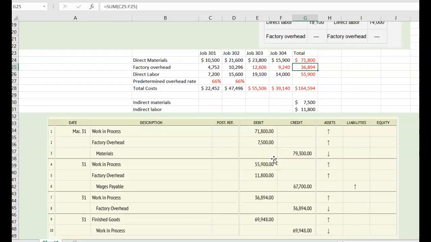Okay? And then the last entry we have to make is to transfer from work in process to finished goods for the cost of the goods that were completed during the period. All right, now, these were the only two jobs completed, 301 and 302. They told us that the others were in process at the end of the period. So it would be the total of the jobs completed. Now, maybe what I should do is write jobs completed over here. And actually, this is the cost of jobs completed, but I think you guys will get the point. And we're going to add that 22 to that 47, come up with 69,948.